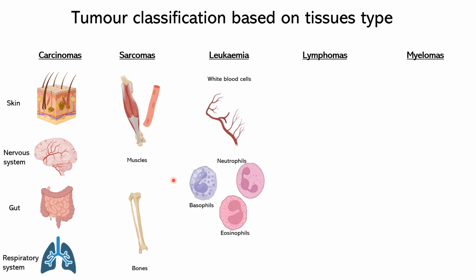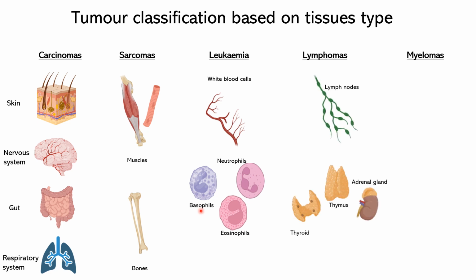Leukemia are known as the cancers of blood and mainly white blood cells. So there are some cancers that arise from neutrophils or eosinophils, or sometimes even basophils. These are all known as leukemia. And then we have lymphomas. These are the cancers that affect lymph nodes. They're also affecting glands like adrenal glands, the thymus, and the thyroid.